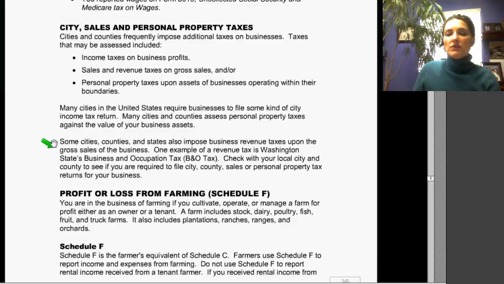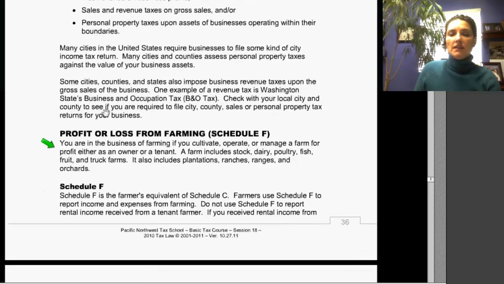One example of a revenue tax is Washington State's Business and Occupation Tax, or B&O tax. You should check with your local city and county to see if you are required to file city-county sales or personal property returns for your business.